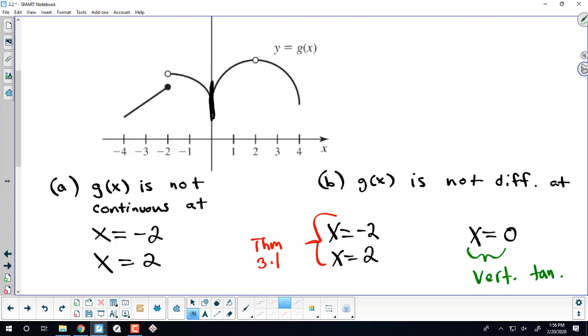So a theorem like that is a really good candidate for a true-false or a short answer type question. I don't expect you to know it verbatim, like have everything memorized, but just know what it says. Differentiability implies continuity, and not continuous means not differentiable. It's the same statement. Yeah.